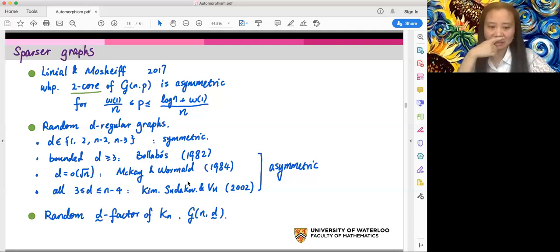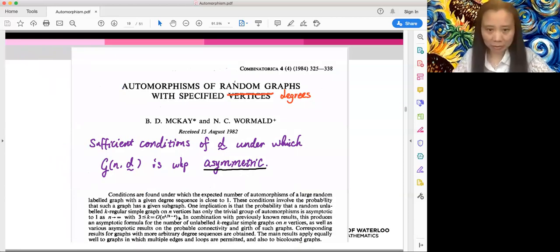Okay, so how about random regular graphs with a specified degree sequence? That was the paper that I showed you in the beginning of the talk. And in fact, this particular result here for the d-regular case comes from that paper as a special case. So in this paper, they didn't really try to catch the phase transition of being symmetric or asymmetric, but they just try to give sufficient conditions under which this random graph is asymmetric with high probability.